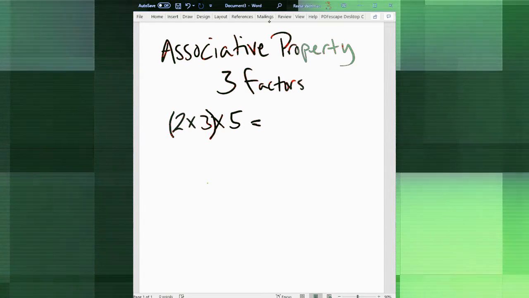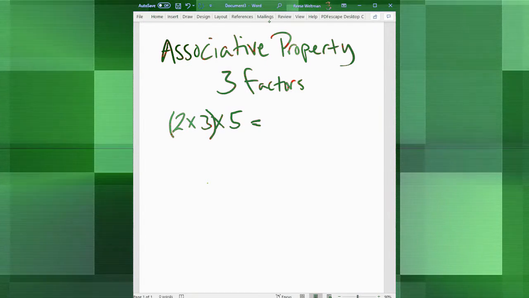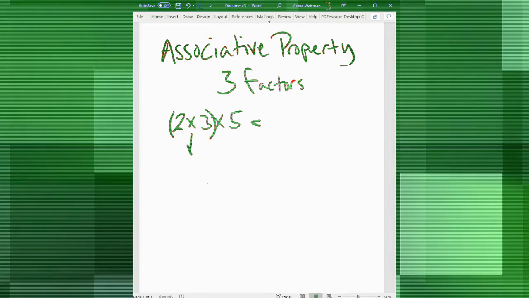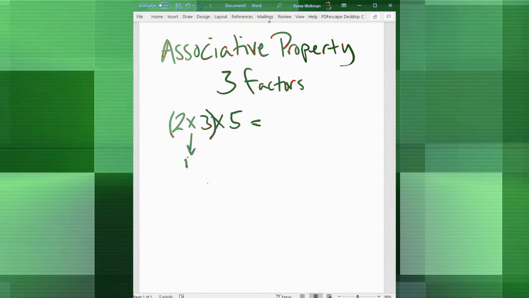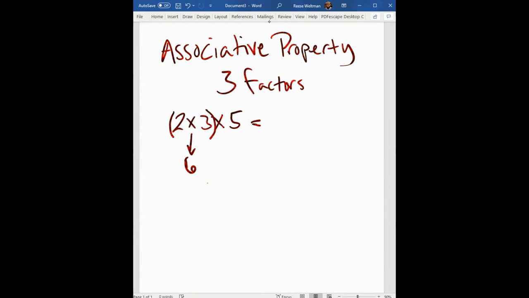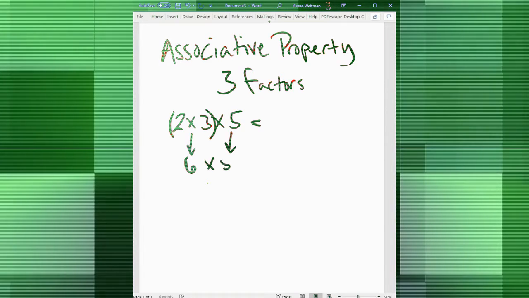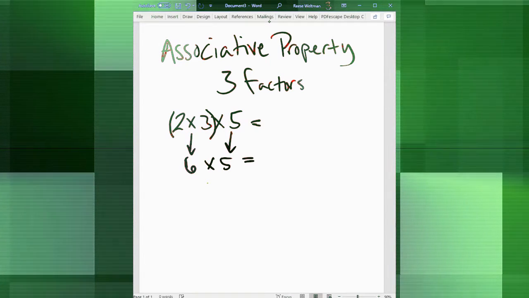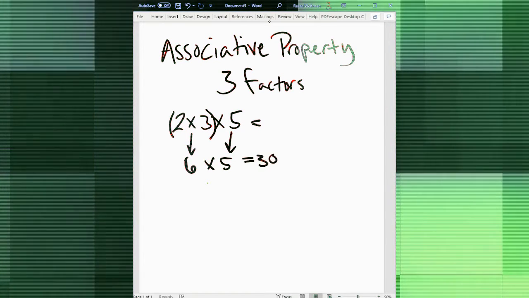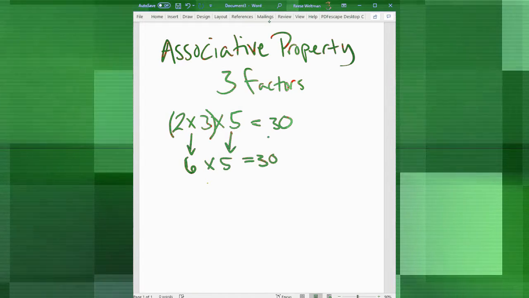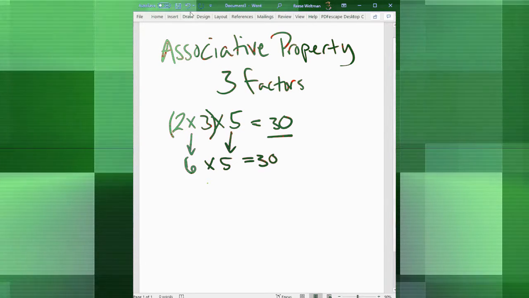If you put parentheses around the first two factors right here, and you make (2 times 3) times 5, you would do the parentheses first, right? So then you get the product of that. 2 times 3 is 6. That would make this into 6 times 5. And then all you would have to know is that 6 times 5 is 30, which means that 2 times 3 times 5 is 30, okay? So that's the first part.